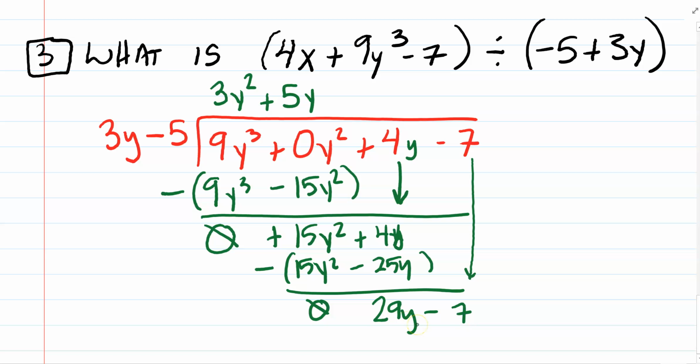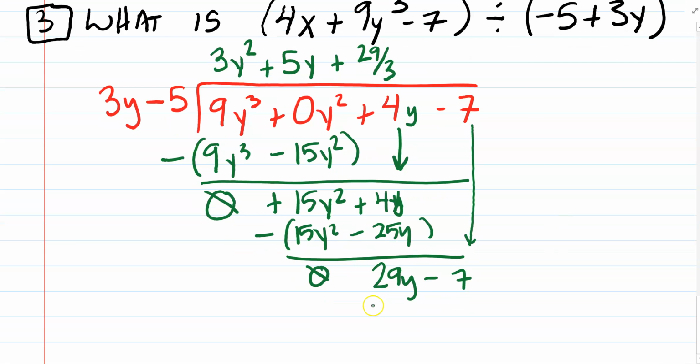Okay, 29y divided by 3y. I can go into that exactly 29 thirds of a time. So that's kind of a funky one. 29 thirds times 3y gives me 29y. Let me see if I messed up somewhere. All right, it really looks like it is this funky. I double checked my work, so everything looks good. So you just keep going with it.